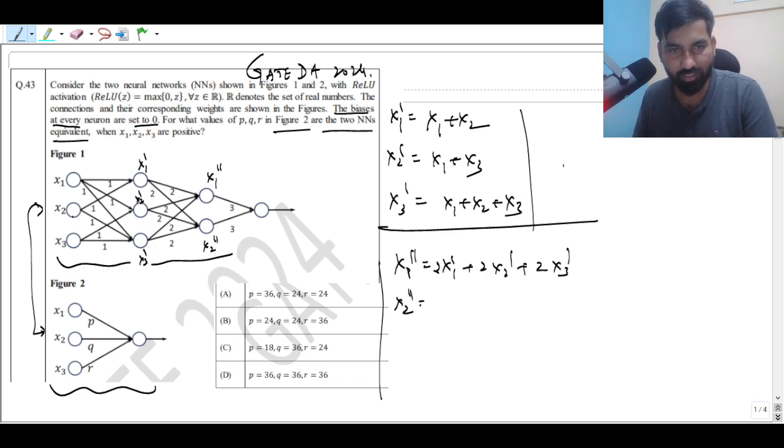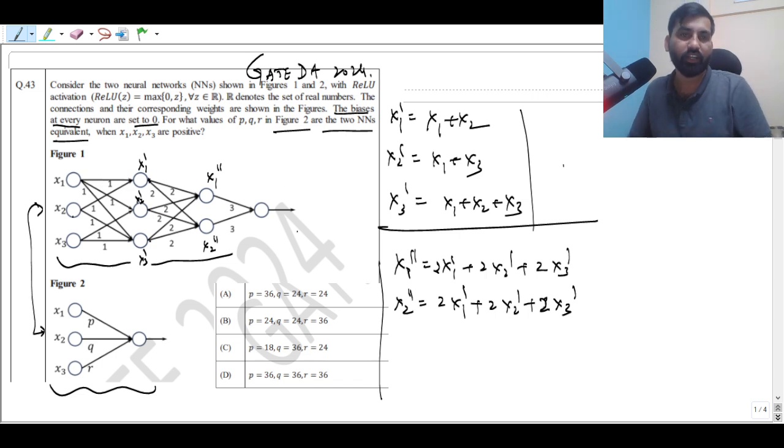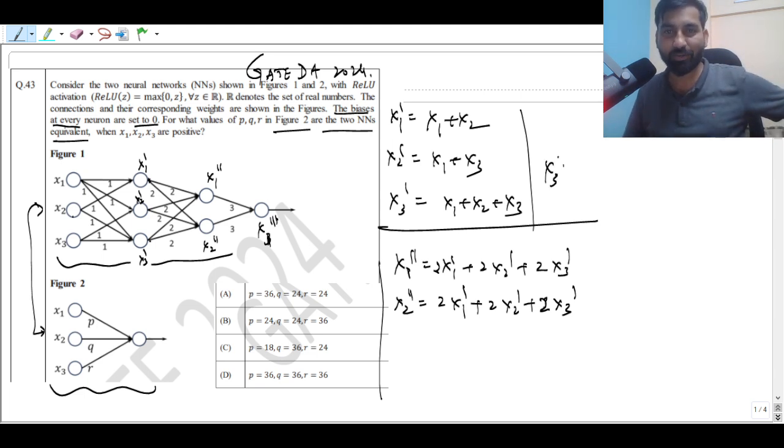So x2 double dash is nothing but, you see, everything is coming here, all three inputs. These are the inputs now for these neurons: this input, this input, this input. So you can say 2 times x1 dash plus 2 times x2 dash plus 2 times x3 dash. Now you can say this is nothing but x1 triple dash. So what is this x3 triple dash?